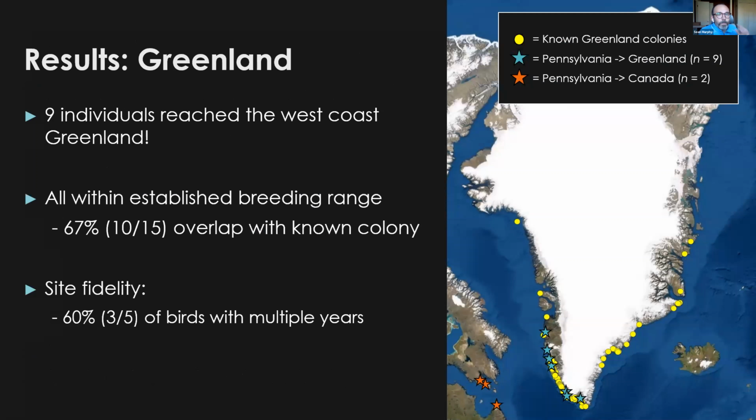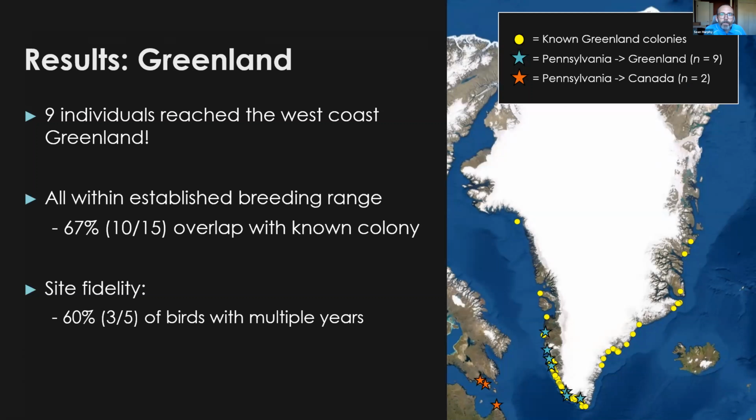So for some of the results that we saw in Greenland, 9 individuals reached the west coast of Greenland, in particular the southwest coast. And if you remember at the beginning of this, I mentioned that that's kind of the hotbed of activity for lesser blackback gull colonies in Greenland. They spent their summer in areas that overlap with known colonies from that Bortman and Frederickson paper.